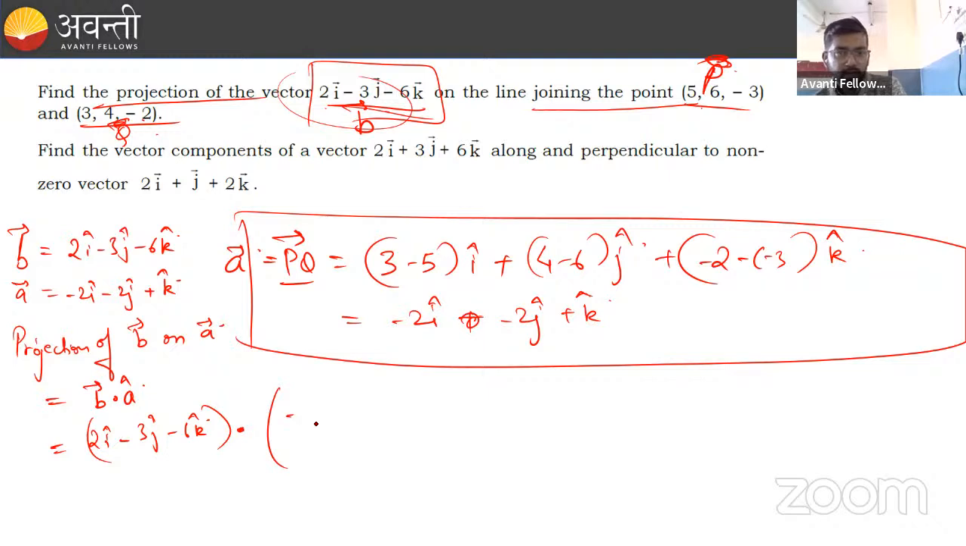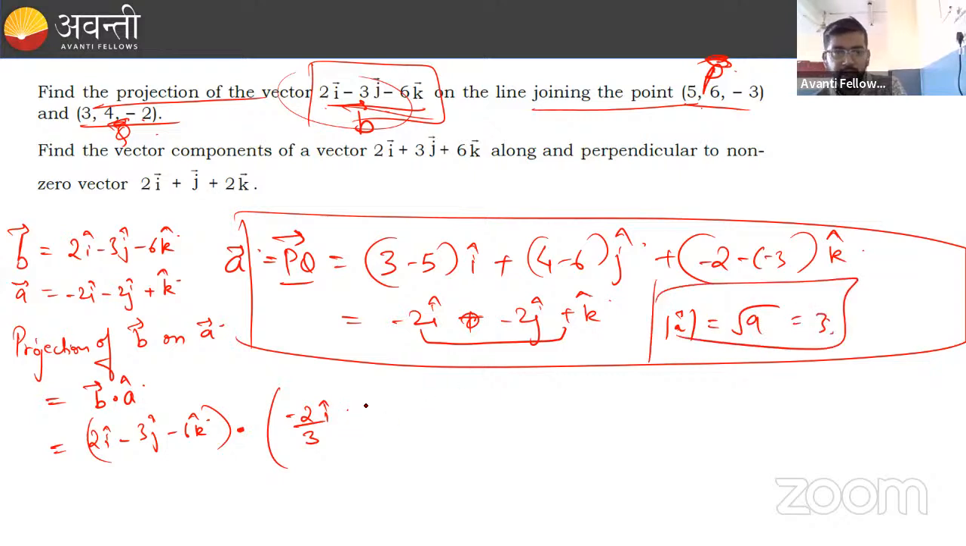A cap is minus 2 by 3 I cap. So A cap will be this A bar upon the magnitude of this vector. The magnitude of this vector is 3, right? Mod of A bar comes out to be root of 9, which is 3.